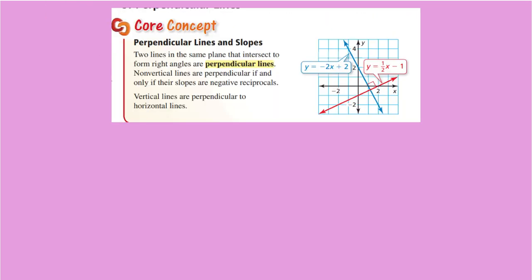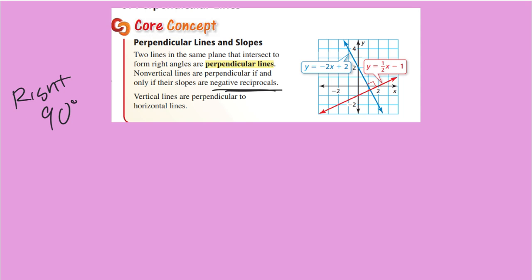Here we have the core concept of perpendicular lines and the slope. Two lines in the same plane that intersect to form a right angle are perpendicular lines. Remember, right angles are 90 degrees. So non-vertical lines are perpendicular if and only if their slopes are negative reciprocals. Negative reciprocal means what?